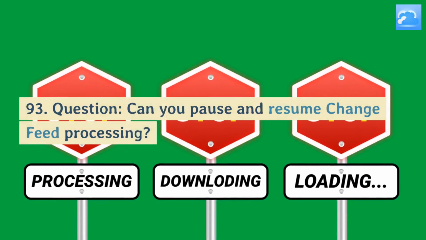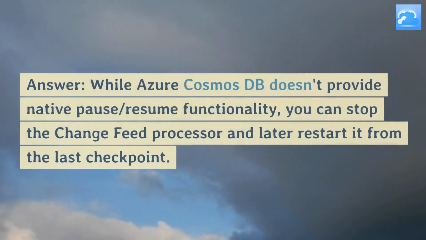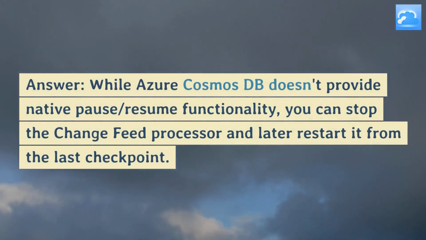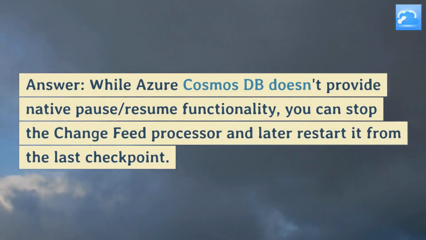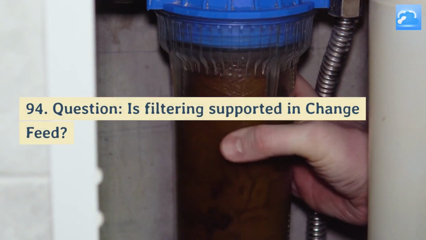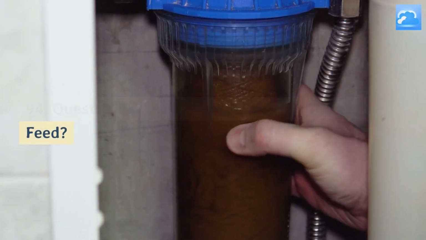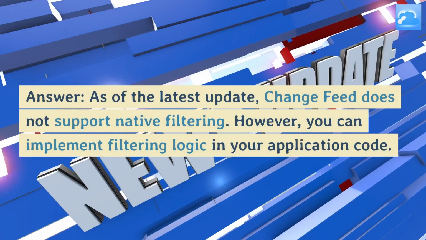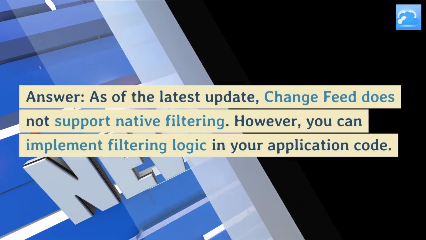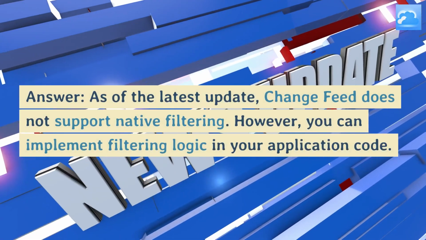93. Question: can you pause and resume change feed processing? Answer: while Azure Cosmos DB doesn't provide native pause/resume functionality, you can stop the change feed processor and later restart it from the last checkpoint. 94. Question: is filtering supported in change feed? Answer: as of the latest update, change feed does not support native filtering. However, you can implement filtering logic in your application code.